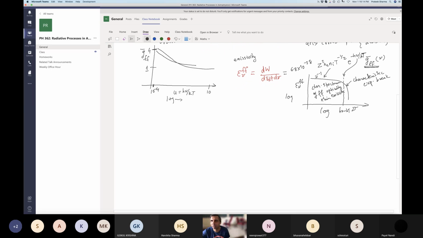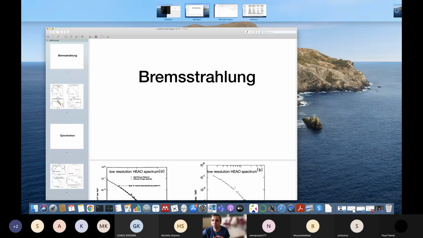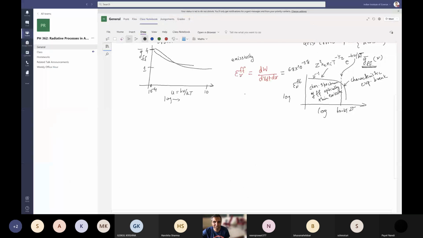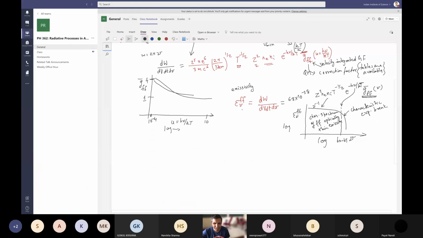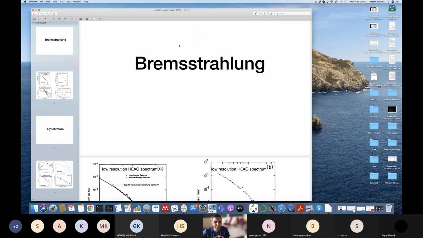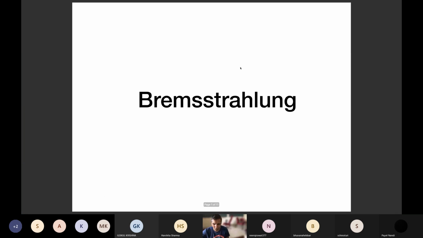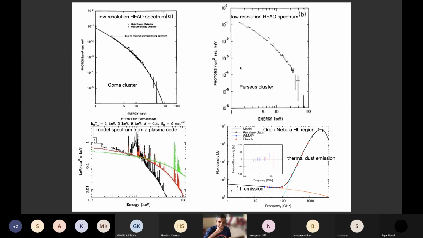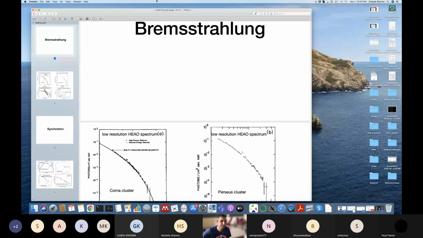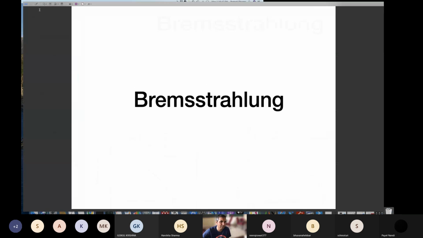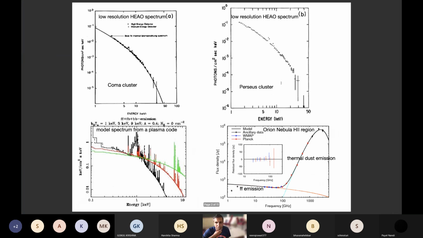So how much time is remaining? Okay, we'll spend one more class on Bremsstrahlung and its related aspects, but let me show you, in the next part of our course, examples of real spectra of these various mechanisms. There is a slideshow which I have made. Can you see what I'm showing?